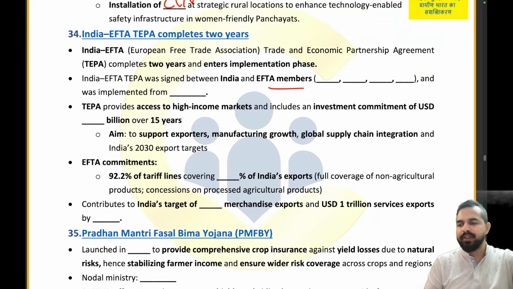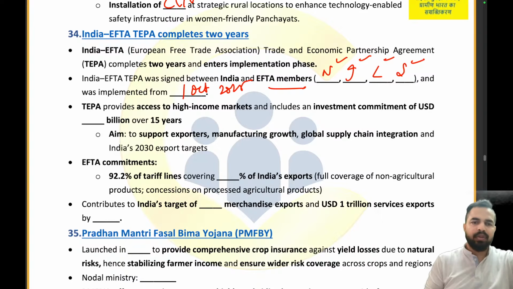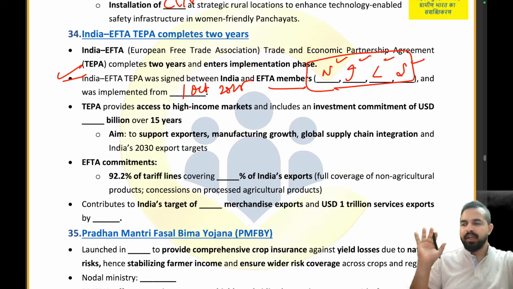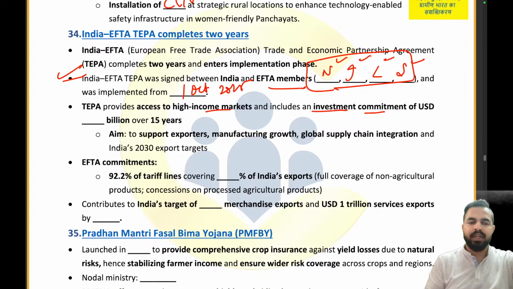Now moving on to the India EFTA TEPA, which completed 2 years. What are the names of the 5 countries? Norway, Iceland, Liechtenstein and Switzerland, right? These are the 4 countries. It was implemented from 1st October 2025. Absolutely right. Now let me tell you, my dear friends, last year we saw a question on these countries which are part of the EFTA. Clear? TEPA provides access to high income markets and includes an investment commitment of USD $100 billion over 15 years.